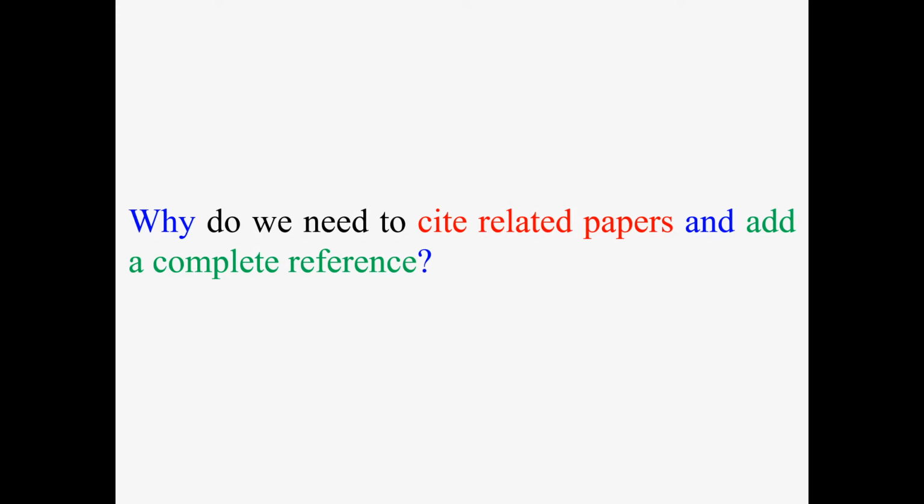So now, please share your ideas. Why do you need to cite related papers, not the whole papers? I'm doing research on tropical cyclones. In tropical cyclones, there can be more than thousands of papers, but I don't need to cite thousands of papers. So that's why I say it should be related papers.